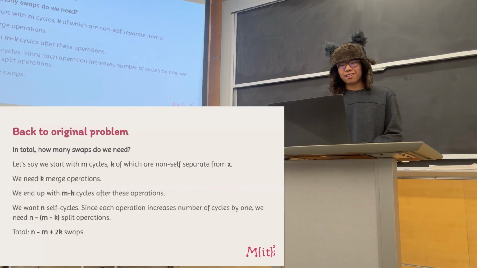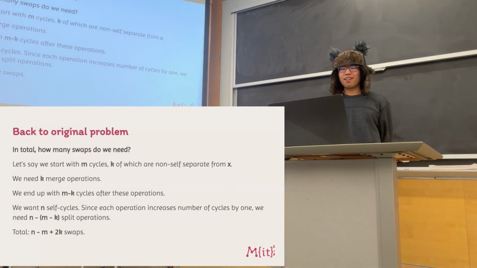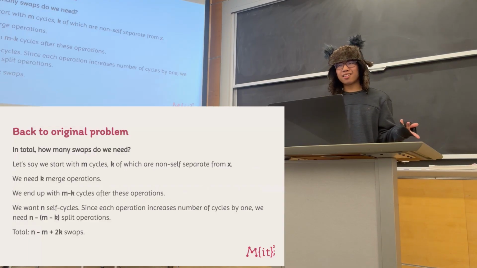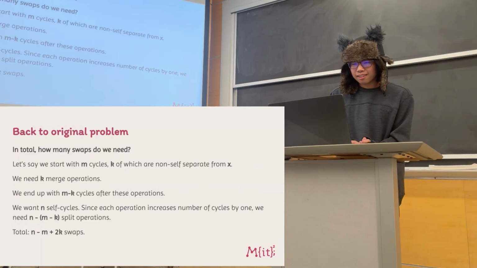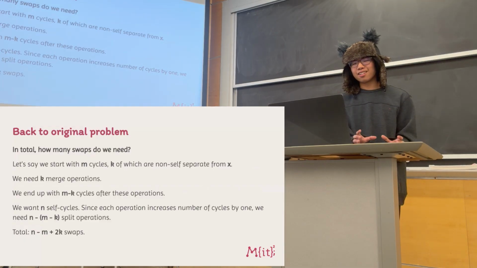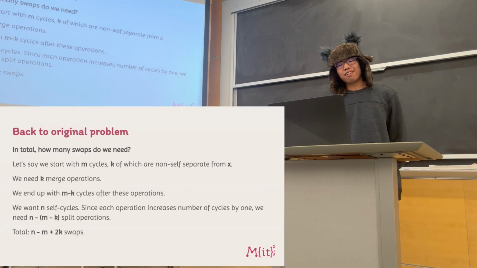So let's say we start with m cycles, k of which are non-self cycles that are separate from the border element x. We need to run the k merge operations to get all of these non-self cycles connected to x, so you could run some split operations. And then we end up with m minus k cycles after these operations, because every merge operation decreases the number of cycles by 1.